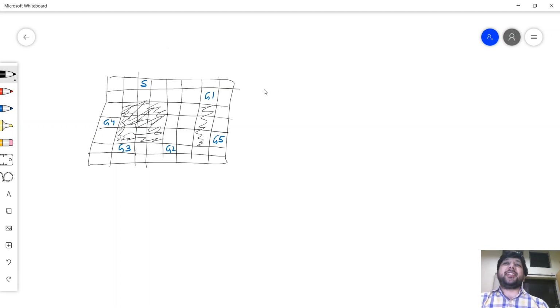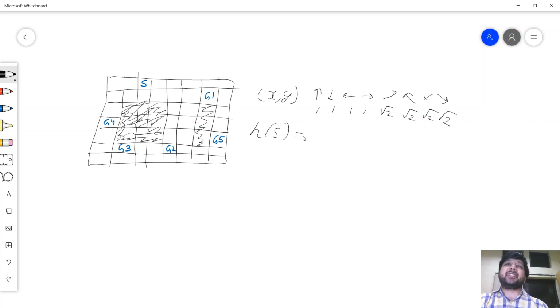So of course your state happens to be XY. Your actions happen to be up, down, right, left, and depending upon whether you model the diagonal or not, nothing really changes. Your feasibility functions remain as they are. Your action costs are still 1, 1 and root 2. How do we go about writing down the heuristic function for it?